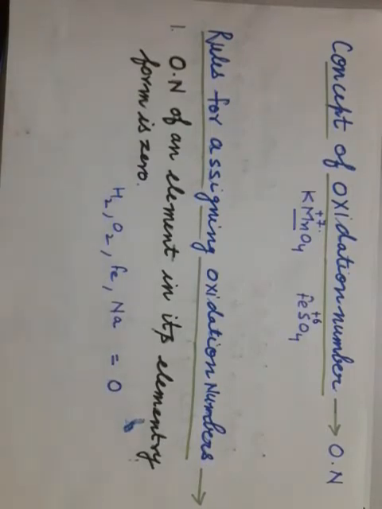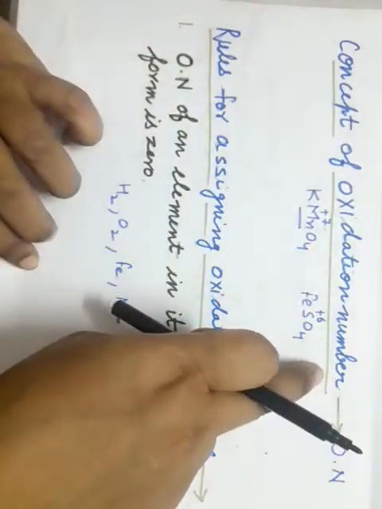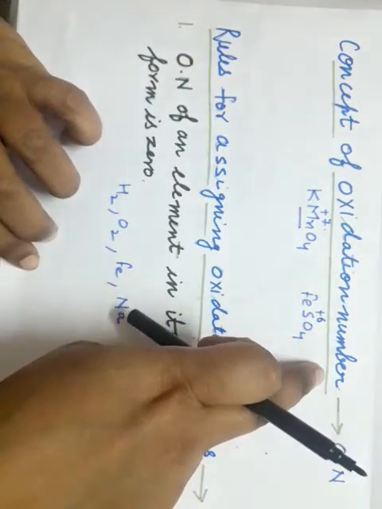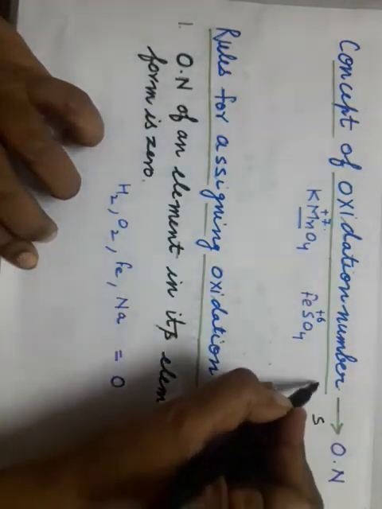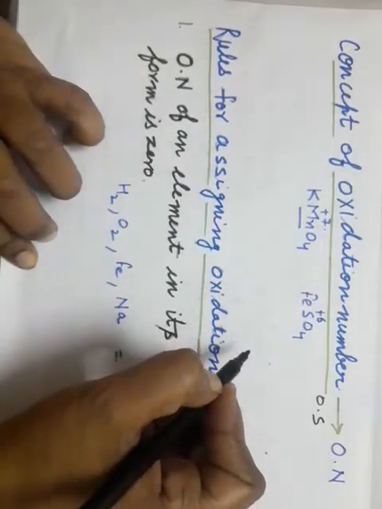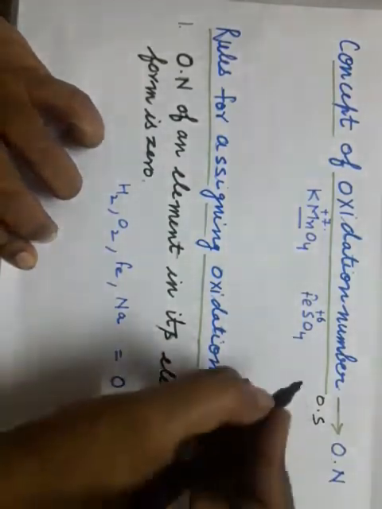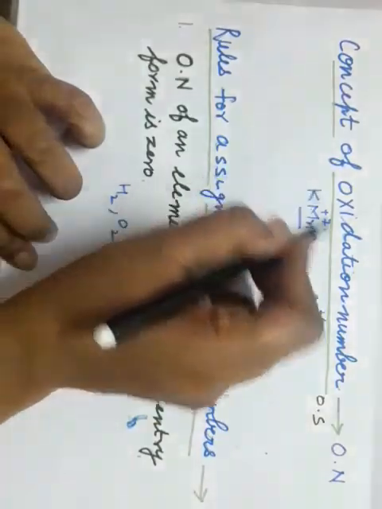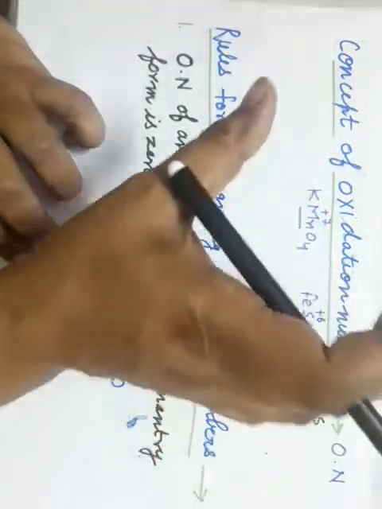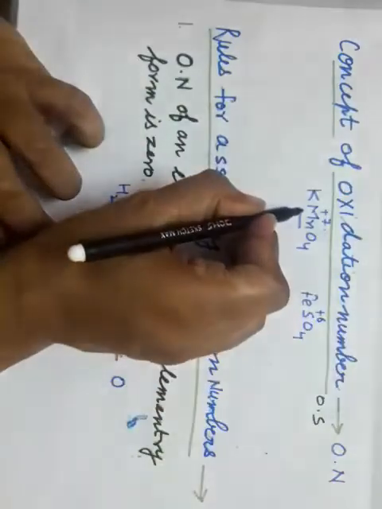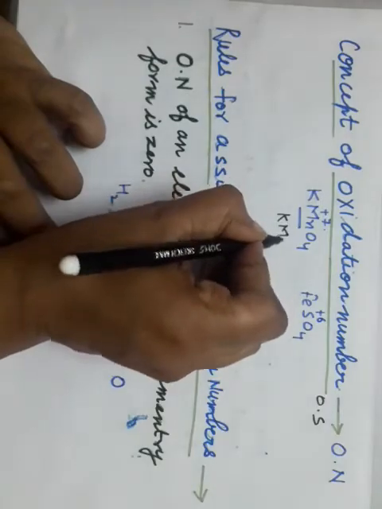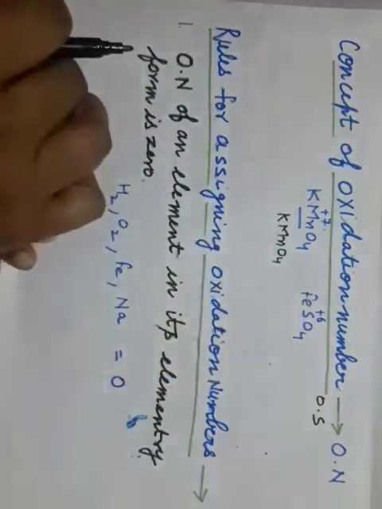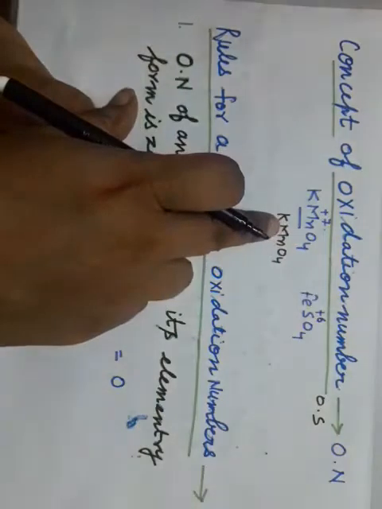Students, in this class we are going to discuss redox reaction on the basis of oxidation number. So first we will discuss what the oxidation number is. Oxidation number is also called oxidation state. See, if we have any molecule in which elements are combined and forming a compound, we have taken the example of KMnO4. Now we have to discuss the oxidation state of manganese.